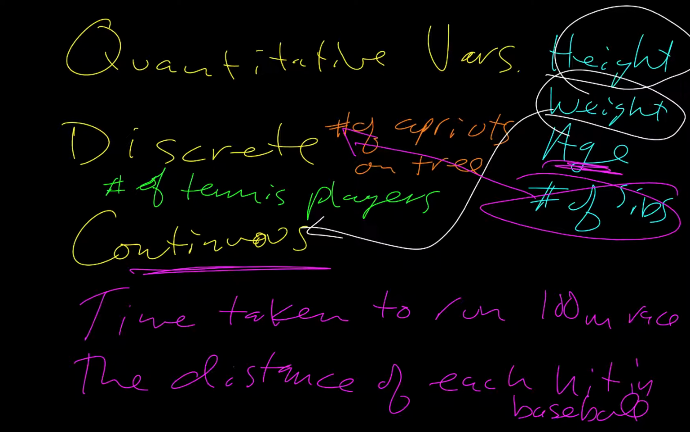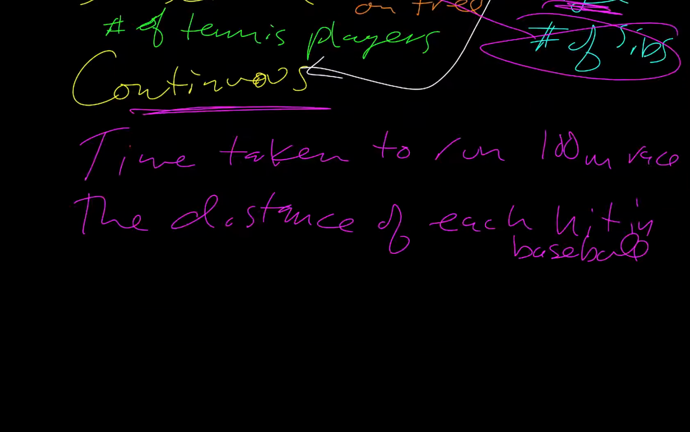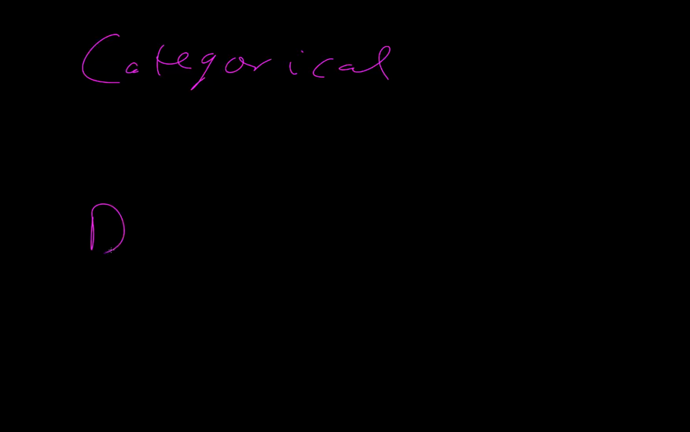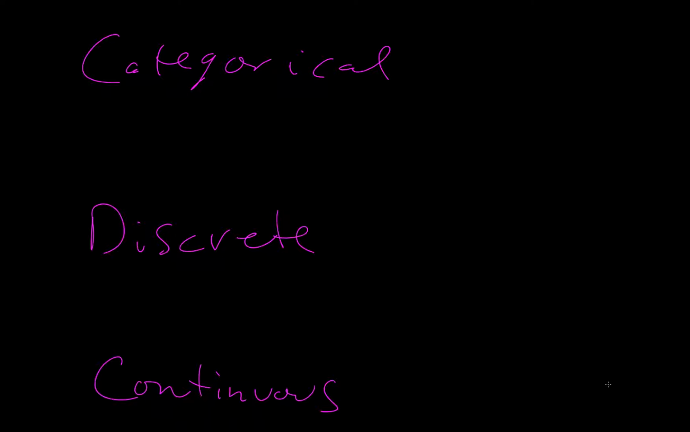Now there's only one example, so we're going to do that. It says classify each variable as categorical, discrete, or continuous. So how I'm going to do this, I'm going to read the statement and then just write it where it belongs.